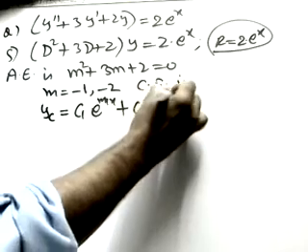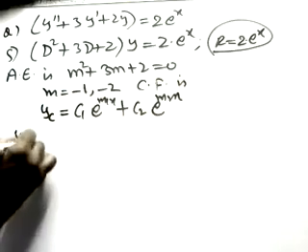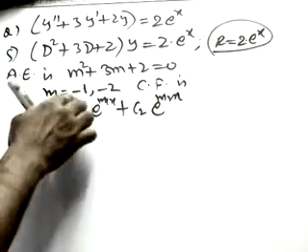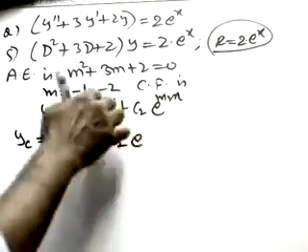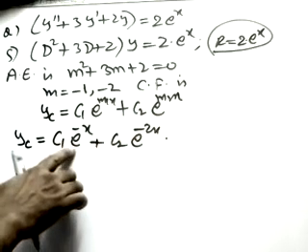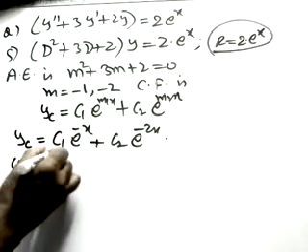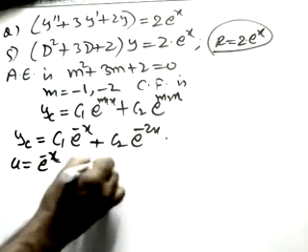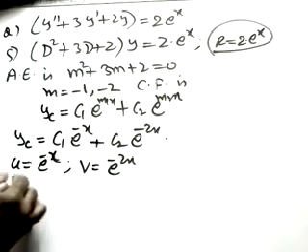C1 e power m1x plus C2 e power m2x. Let me substitute m1, m2. So we got y_c equals C1 e power (-1)x plus C2 e power (-2)x. Now let me continue. Suppose this as u, this as v. So u equals e power minus x and v equals e power minus 2x.